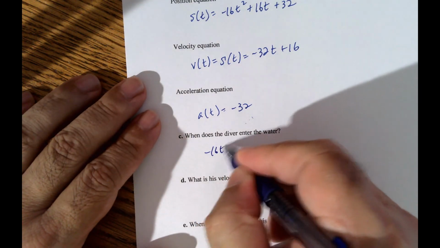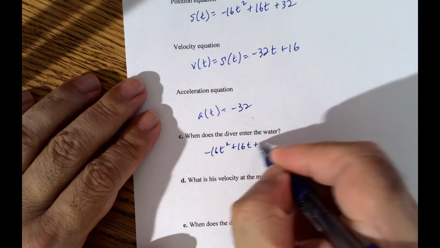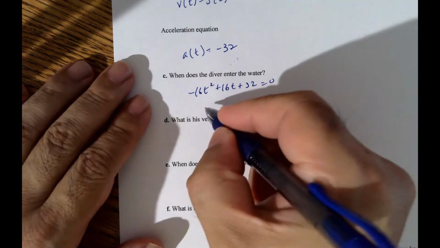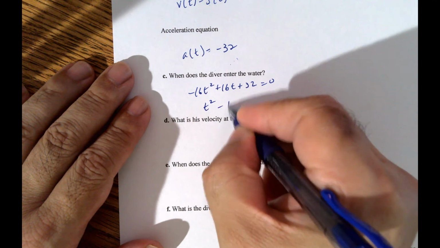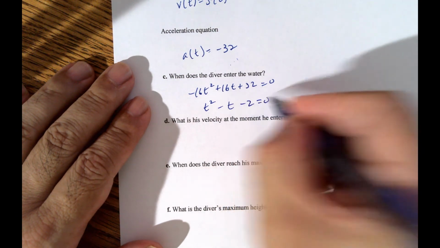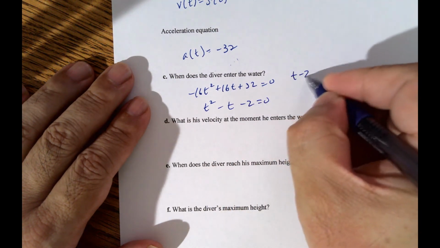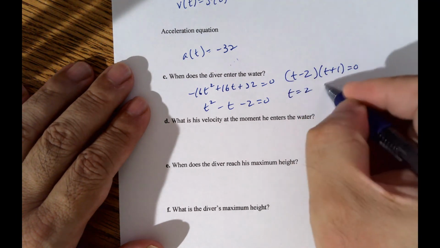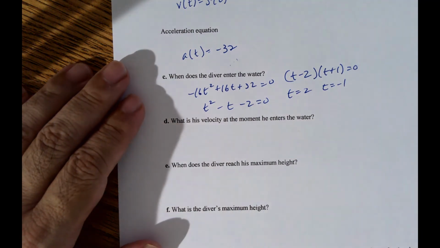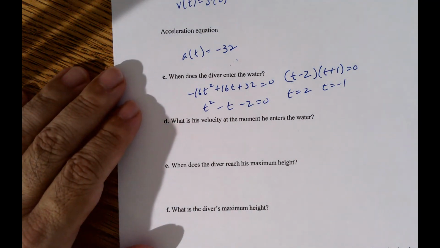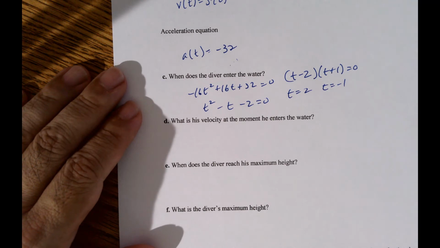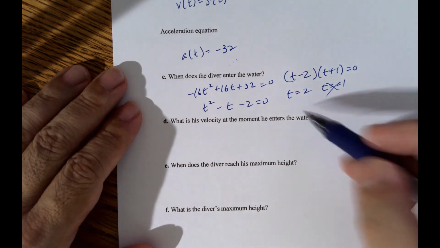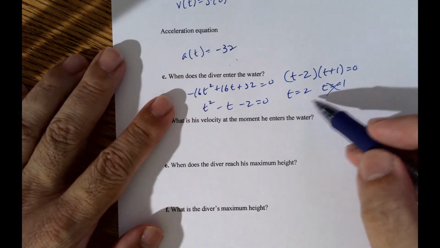So negative 16t squared plus 16t plus 32 equals 0. I'm going to divide by negative 16. Negative t squared minus t minus 2 equals 0. I'm getting t minus 2, t plus 1 equals 0. So t equals 2, t equals negative 1. We're going to reject negative 1 because we're not going backwards in time. So when does the diver enter the water? After 2 seconds.